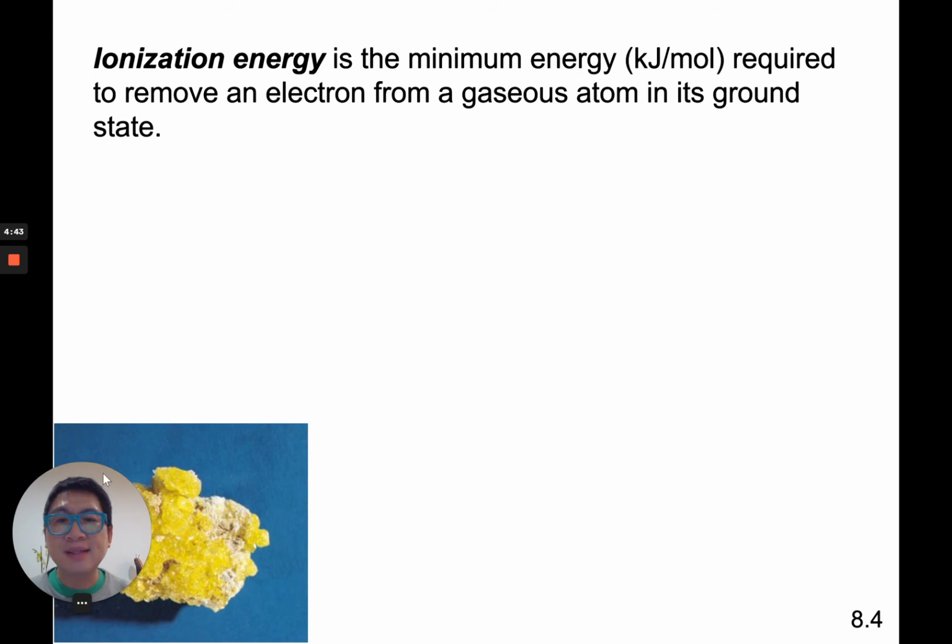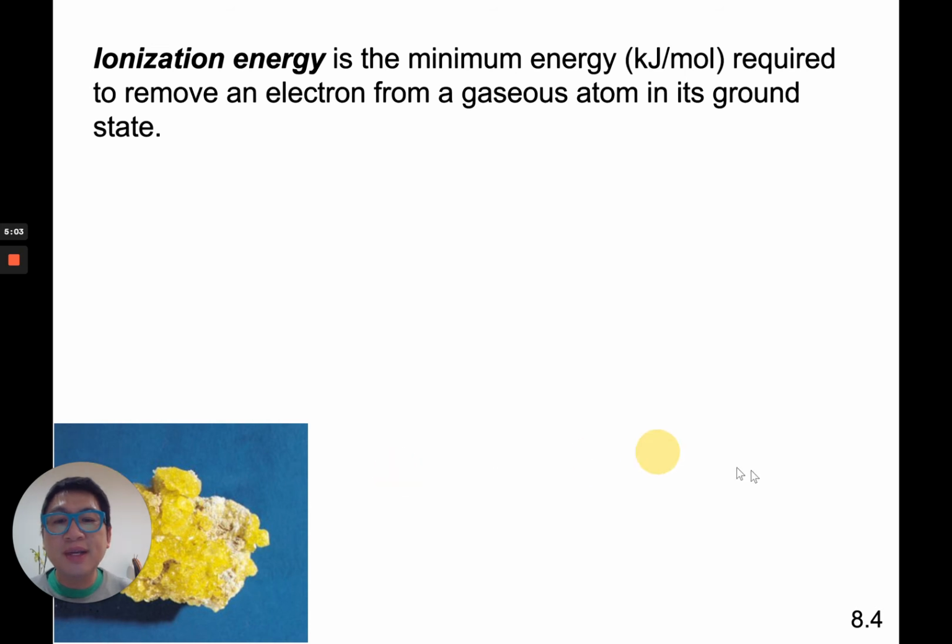Okay, so next thing. There are two more trends I want to get to, and that's the last bit of these notes. The next one is called ionization energy. Let me define it first. Ionization energy is the minimum energy in kilojoules per mole required to remove an electron from a gaseous atom in its ground state.